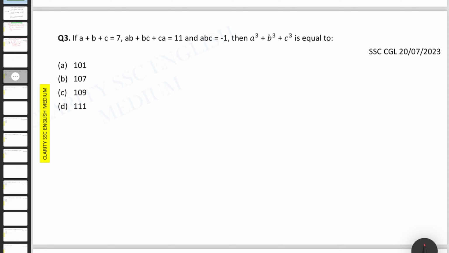Let's see this. a plus b plus c is equal to 7, ab plus bc plus ca is equal to 11, abc is equal to minus 1. What is the value of a cube plus b cube plus c cube?